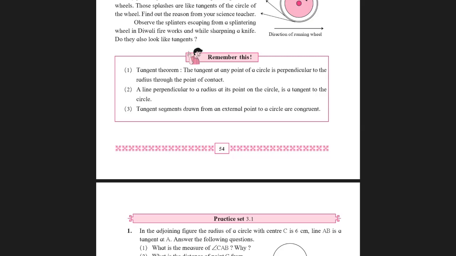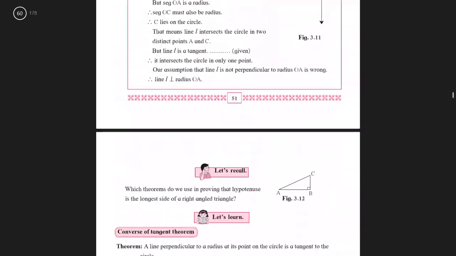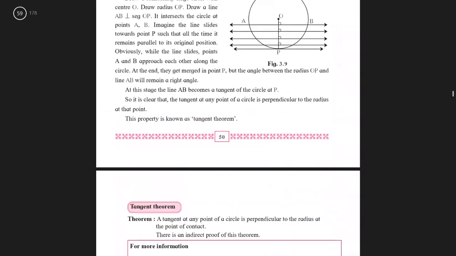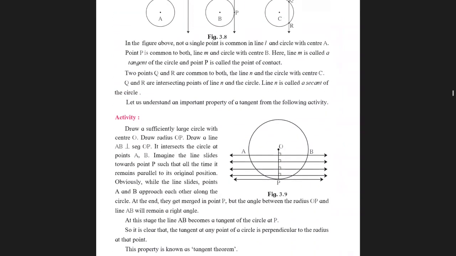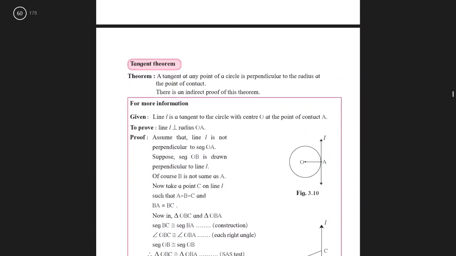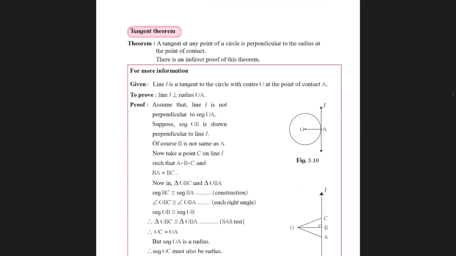Now I'll quickly tell you what you need to write before we start with the exercise. First, the chapter name: circle. Then you will draw the secant and tangent. You will draw figure 3.8, the figure B, the second figure, and write the definition for tangent. The third figure, write the definition for secant. I've explained to you how to write it. After that, you will write the tangent theorem, just the statement. Okay, no need for the proof, just the statement.